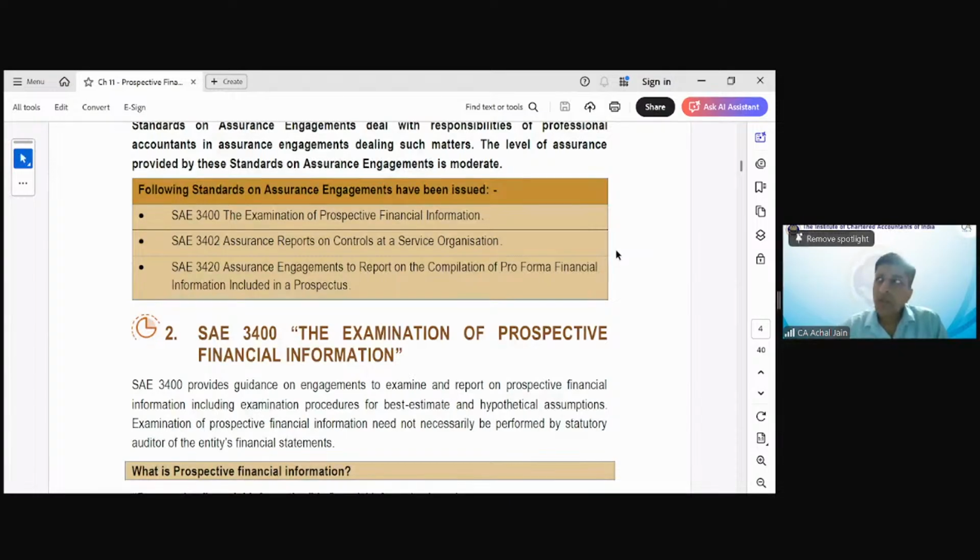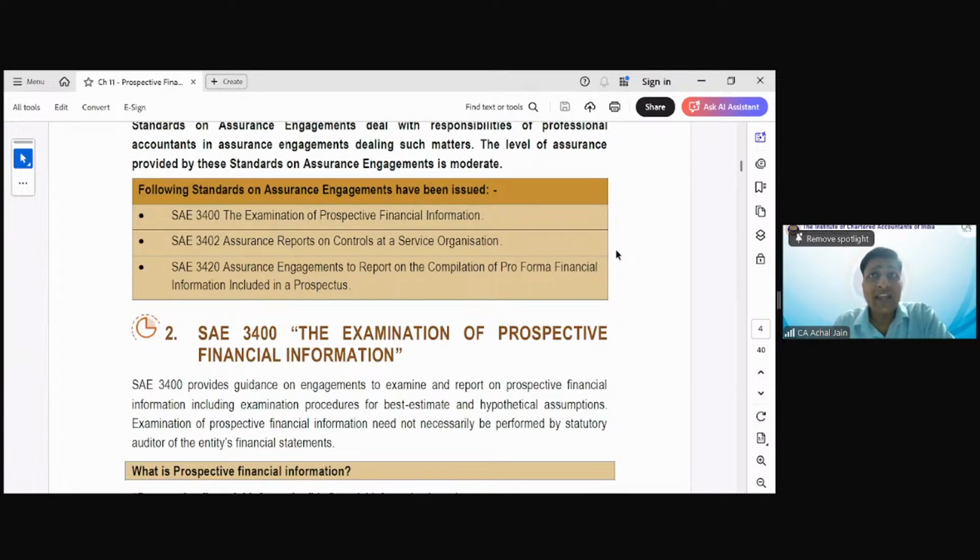Now, for the future, if you are required to prepare the financial information as the management, for example, the bankers require for the next 3 years, what is going to be your profitability? What are going to be your cash flows? Many a times an entity is required to provide future information.